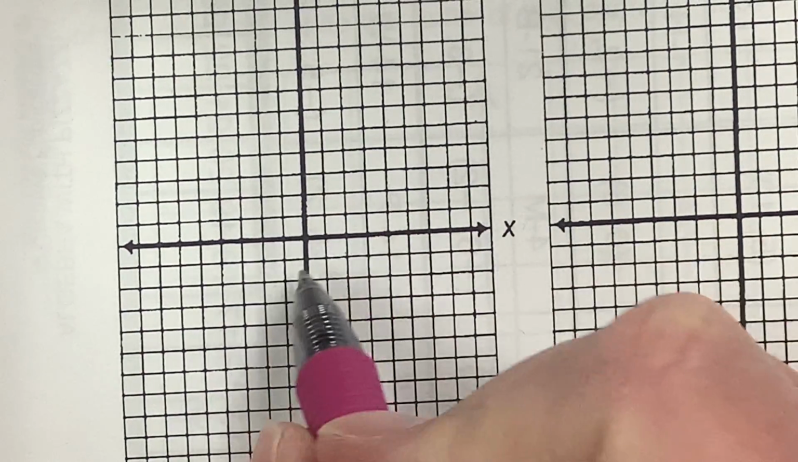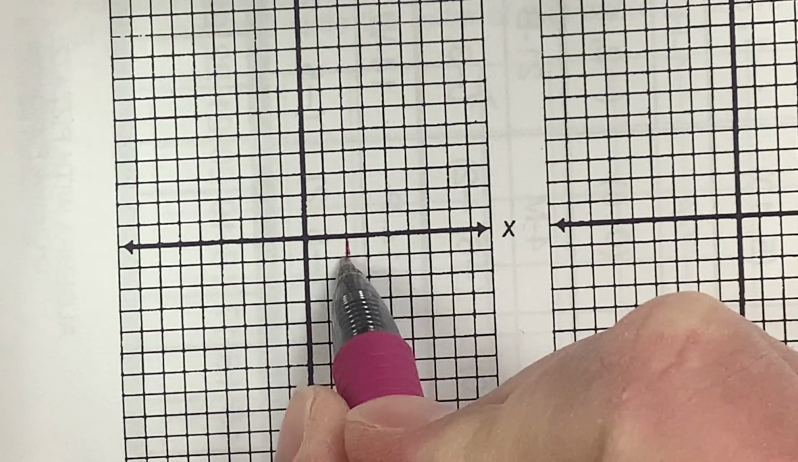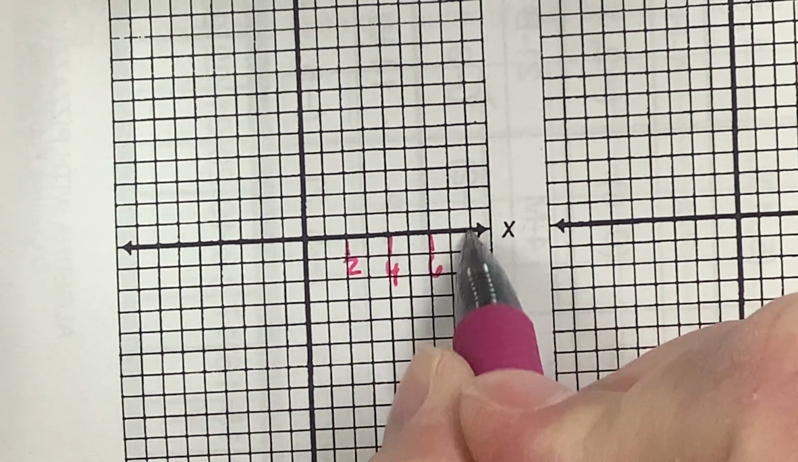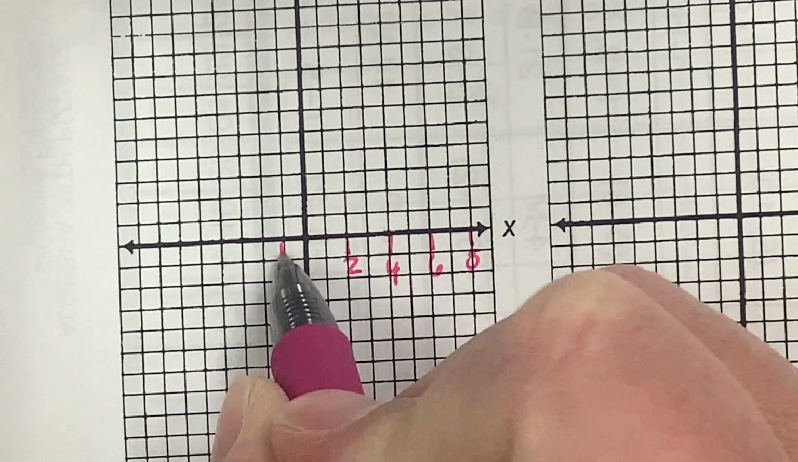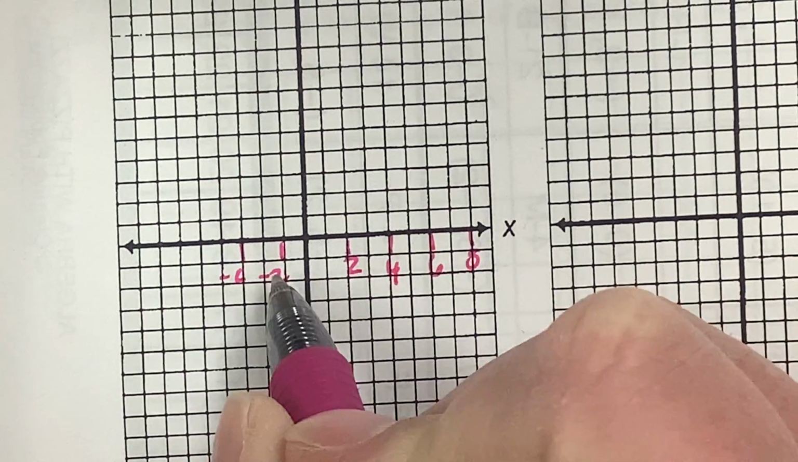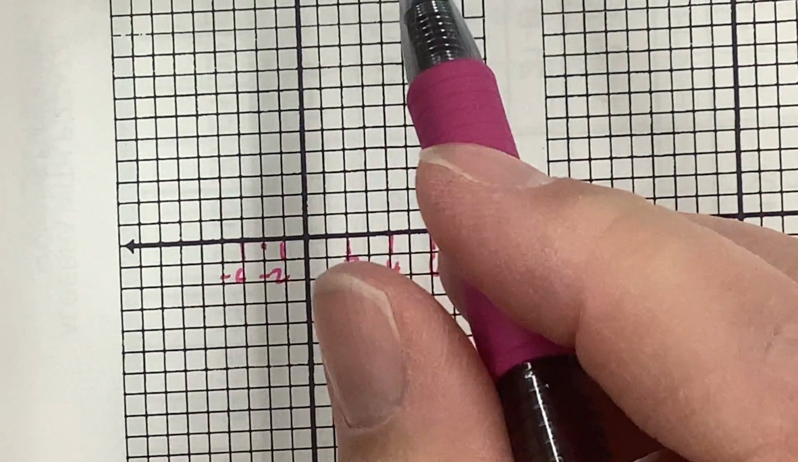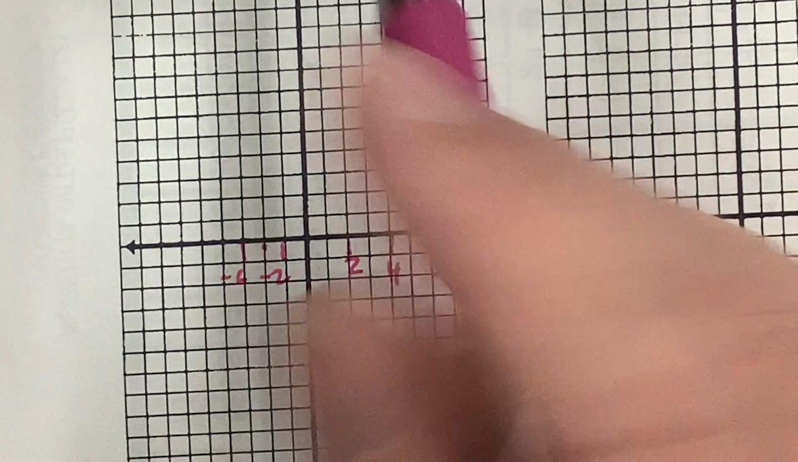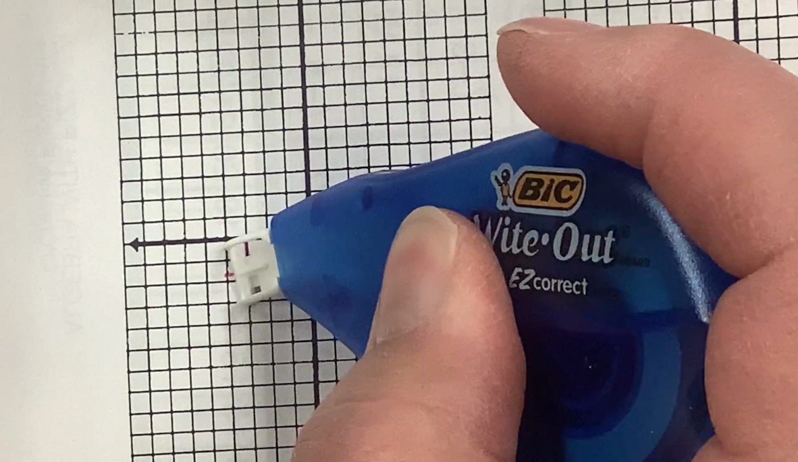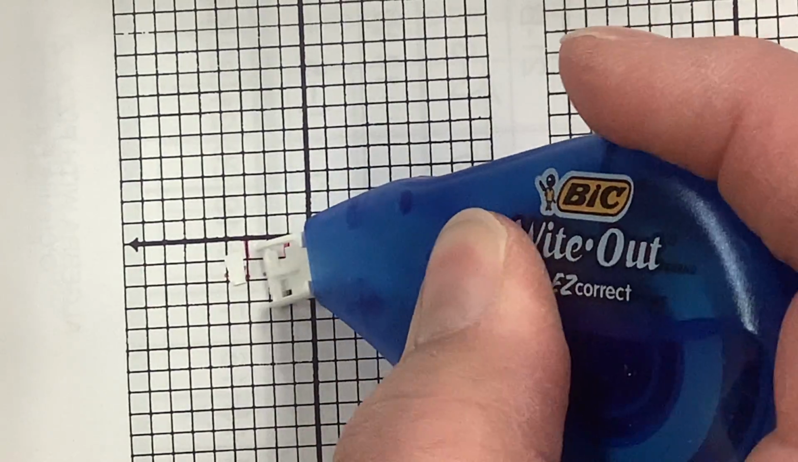So I know 0 is in the middle. And I'm going to put 2, 4, 6, 8, and -2, -4. Oh, I'm off by 1. That's not good. I made a mistake. I make mistakes all the time. It's okay. I'm just going to sort of white it out a little here.